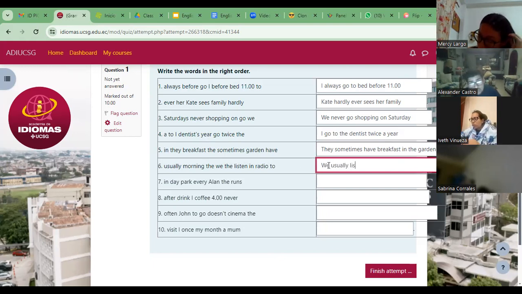We usually listen. We listen to the radio in the morning. We usually listen to the radio when? In the morning. Because we want to listen to the news and see how's the weather like, what happened the day before. So we usually listen to the radio in the morning. Y tiene sentido completamente la oración, right?